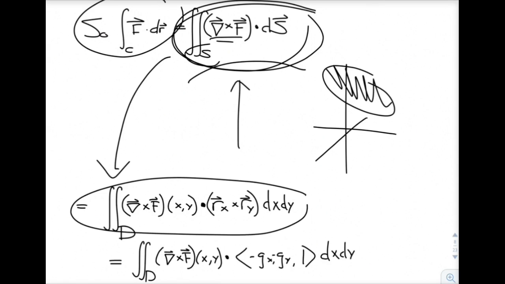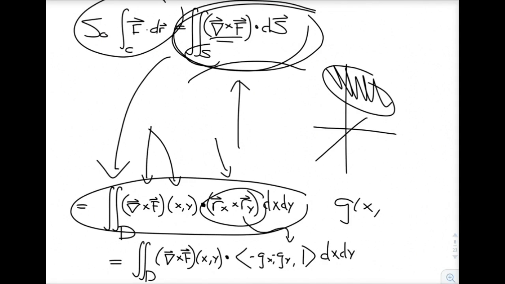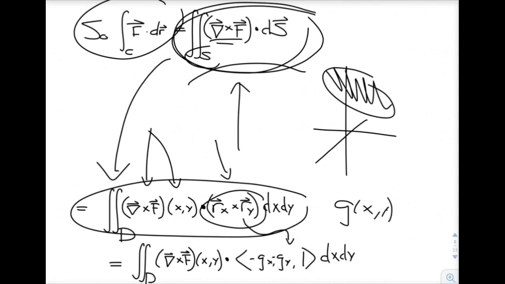So we have to evaluate the vector field in question. In this case, the vector field in question is the curl of F. We evaluate it at the parameters x and y, and then take the dot product of that with Rx cross Ry. Now that's what the recipe looks like in general, but also remember, if we are fortunate enough that S is the graph of a function, then this thing Rx cross Ry has a particularly simple presentation. It looks like this vector down here. In this case, g of x, y is just equal to the function defining S, which is 2 minus y.